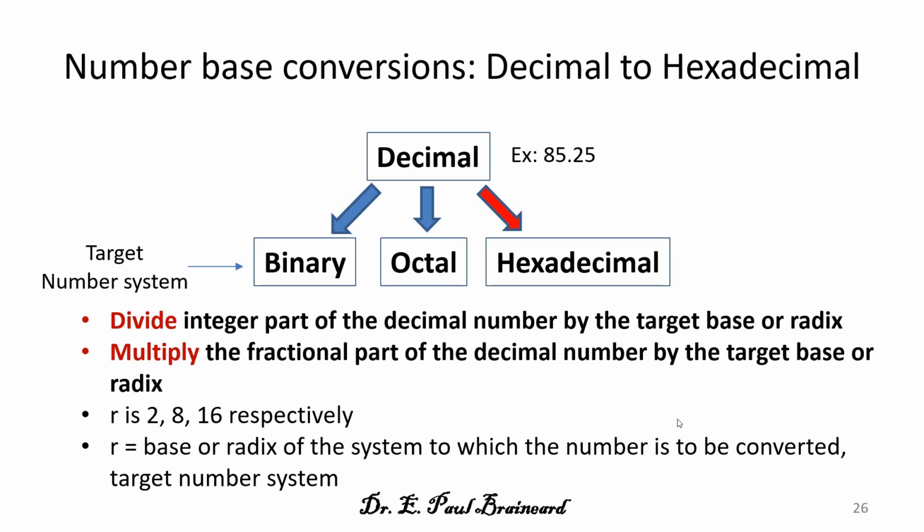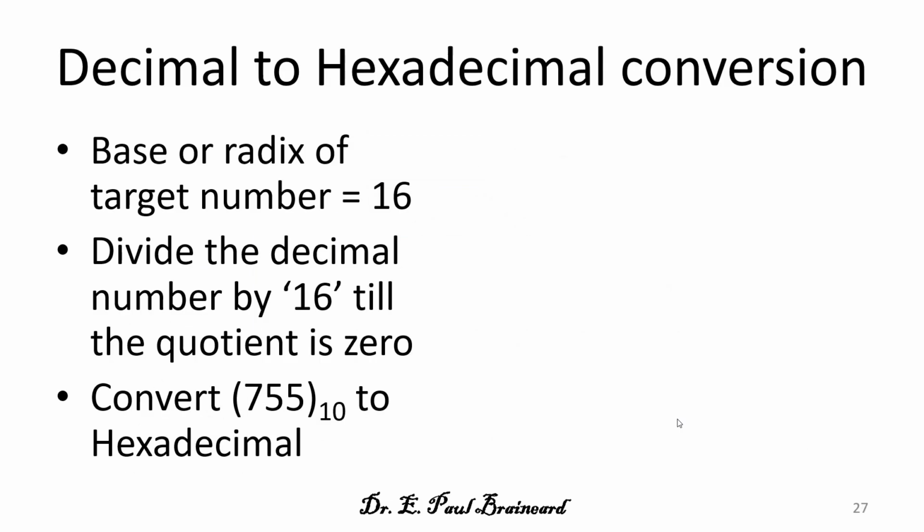Now let's look at decimal to hexadecimal conversion. Again, we divide the integer with the base, or radix, and multiply the fractional part with the base of the target system. Let's convert the decimal number 755 to the hexadecimal system. Divide with 16 till the quotient is 0 and write the remainders from bottom to top, representing MSB to LSB.